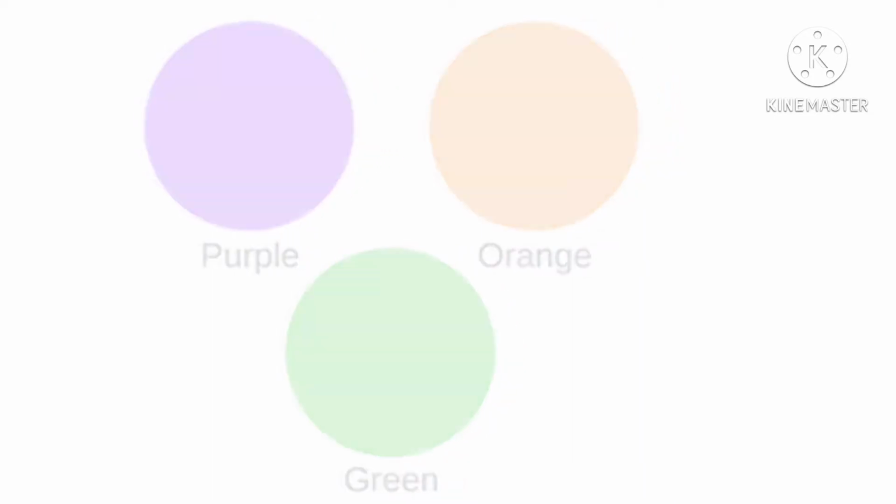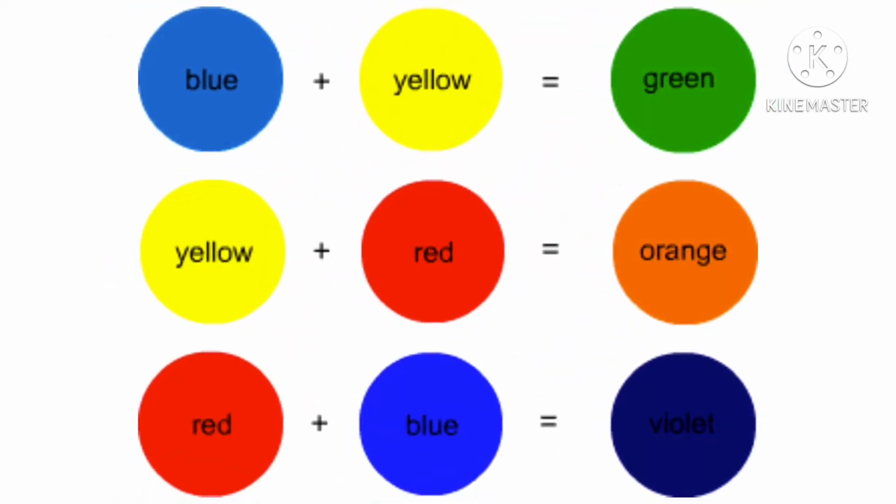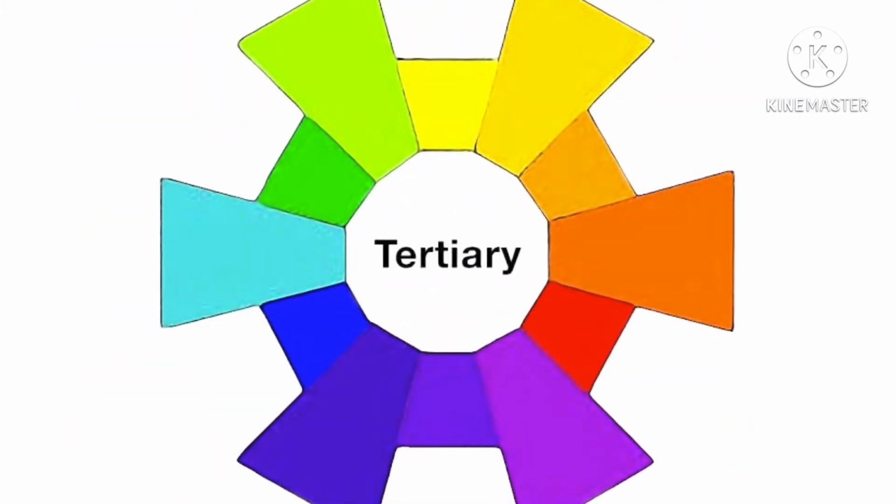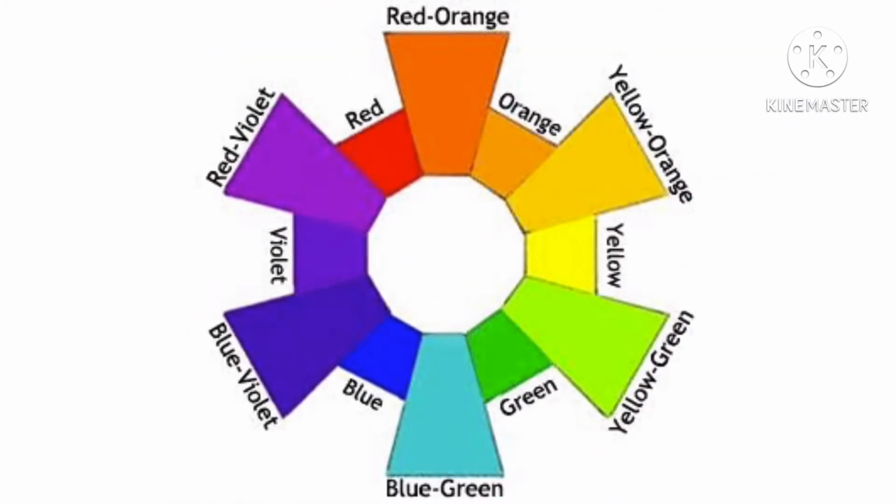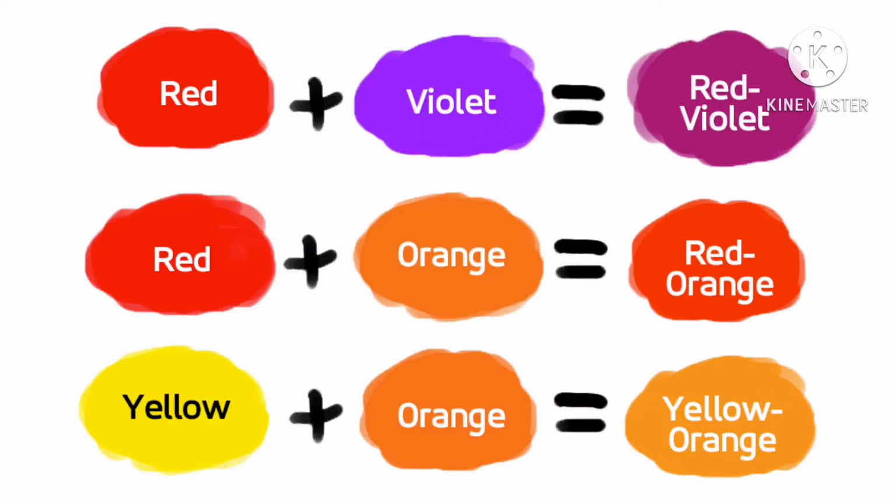The secondary colors are combinations of two of the primary colors in equal amounts. Red plus yellow equals orange. Yellow plus blue equals green. And blue plus red equals purple. Tertiary colors are combinations of a primary color and a secondary color. When you are making a tertiary color, the primary color is always named first, such as red-orange and yellow-orange.